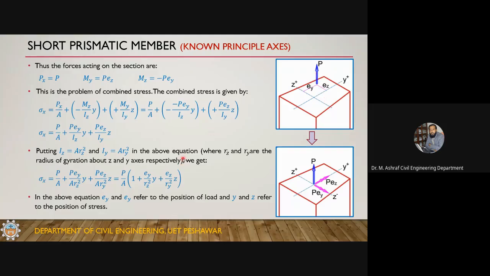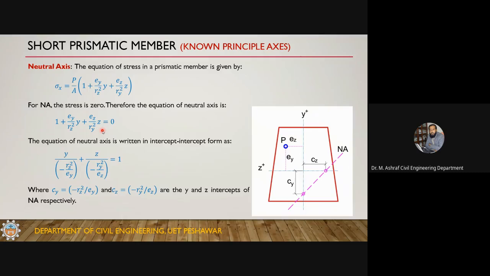So Ey and Ez may have a fixed value, but you can calculate stresses at any other location, so you can have different values of Y and Z. So Ey and Ez are also variable in this equation. They define the position of load, and Y and Z are also variable. They define the position of stress. So this is important. And the same is the case in this formula also.